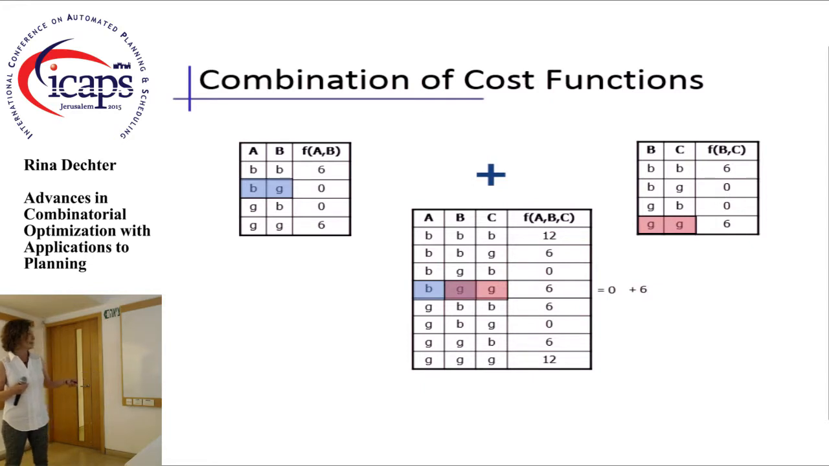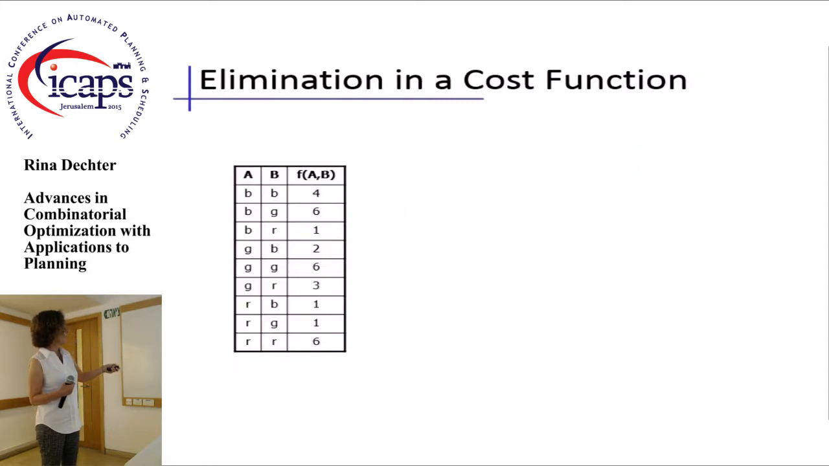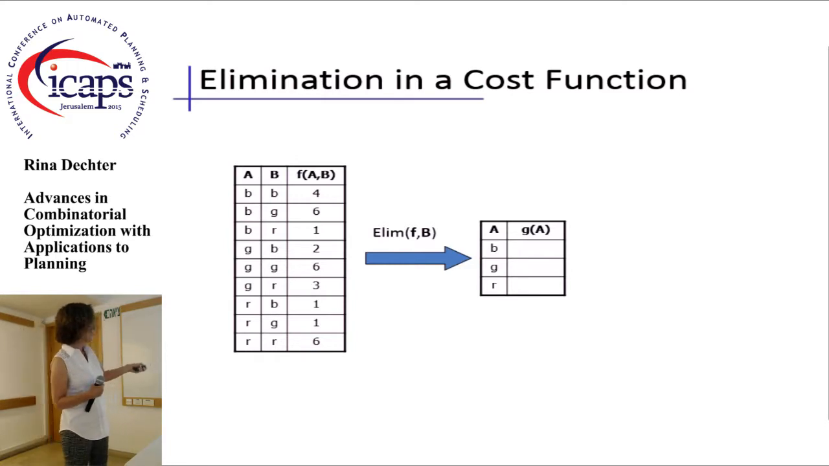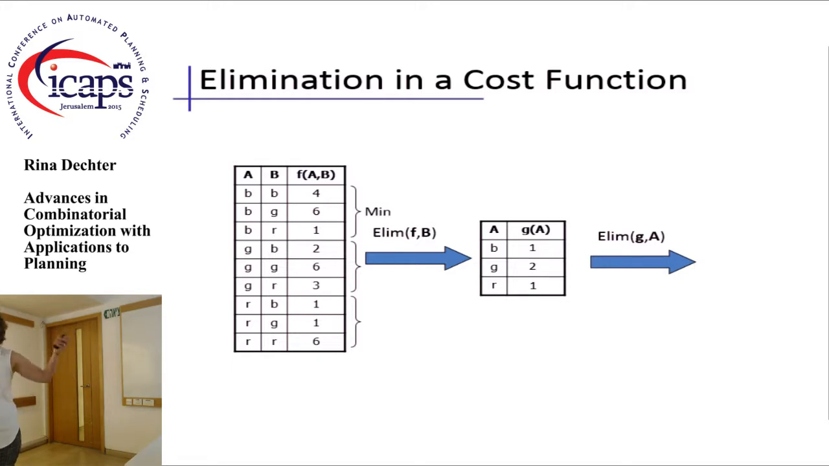This is the intermediate function that is generated by taking the sum of these two functions. If we then want to minimize, eliminating B, it means that we are looking at each value of A, and we are taking the minimum value over all the possibilities of B, which will be, in this case, 1, and so on. So the projection, the minimization over B, takes this function on two variables and generates a function on a single variable, and this is what it means. These will be the functions that I'm generating, moving from one bucket to another bucket.